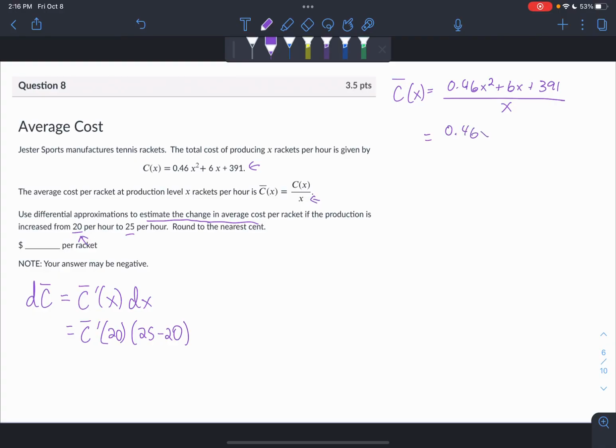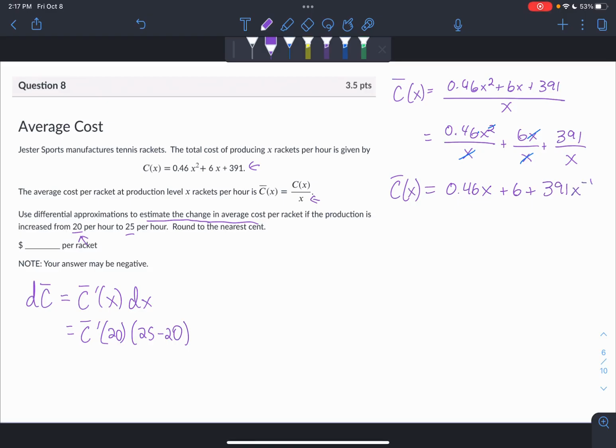I can break up this fraction into smaller fractions because there's addition in between each term in the numerator. So it would be broken up like this. And then an x in the bottom can cancel with an x in the top because there's multiplication here. And for the same reason, I can cancel these x's. And so my C average of x is 0.46x plus 6 plus 391 over x, which I'll just write as 391x to the minus 1 power.